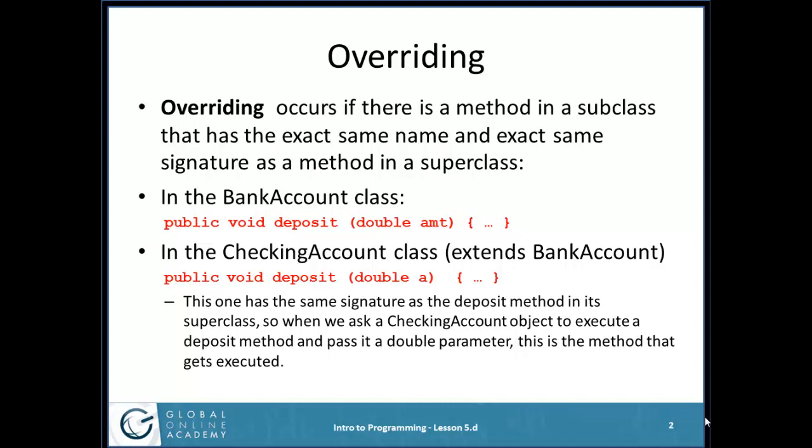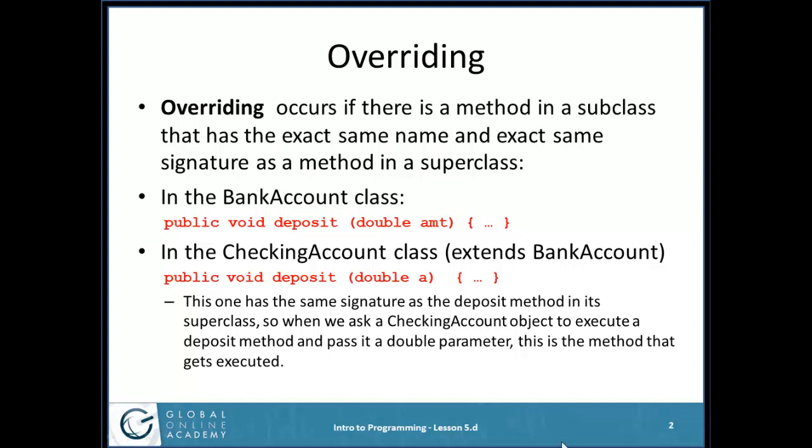Overriding occurs if there's a method in a subclass that has the exact same name and the exact same signature as a method in a superclass. Signature is the order of parameters, and whether they're strings or doubles or ints, it's the number and type of parameters in a particular order.